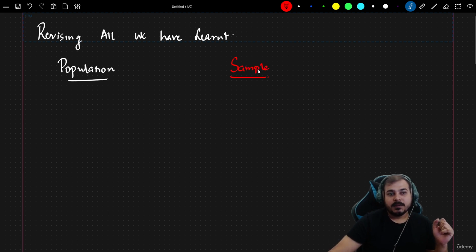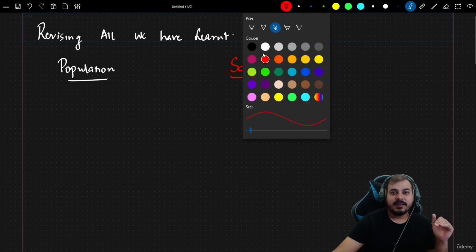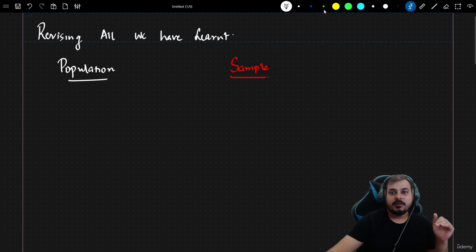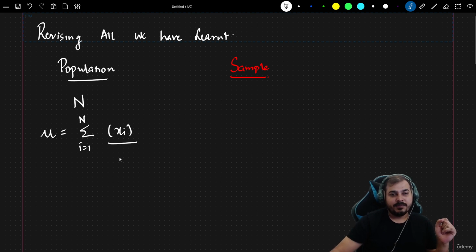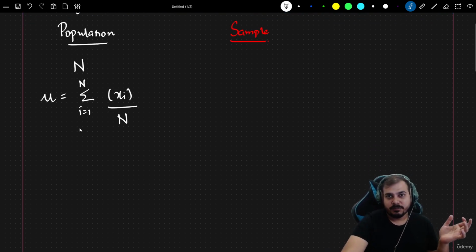Now, with respect to population, usually the population is denoted by capital N. Suppose I denote this by capital N, and the population mean, which is given by mu, is defined by the formula summation of i is equal to 1 to capital N, x of i, divided by capital N, right? So here we are going to do the summation of all the data points present in x of i, and that is what we say is the population mean.